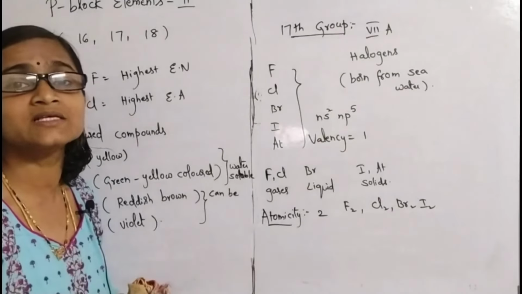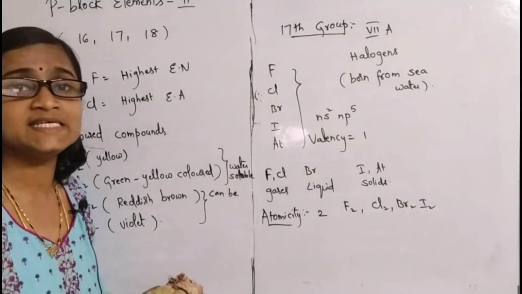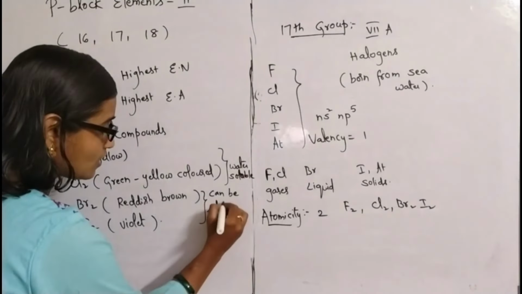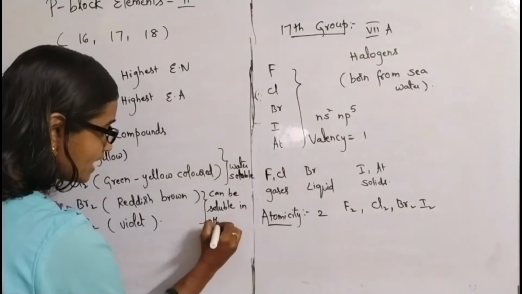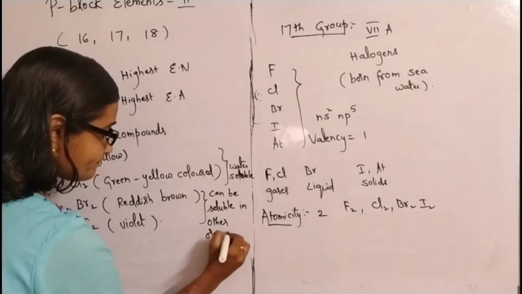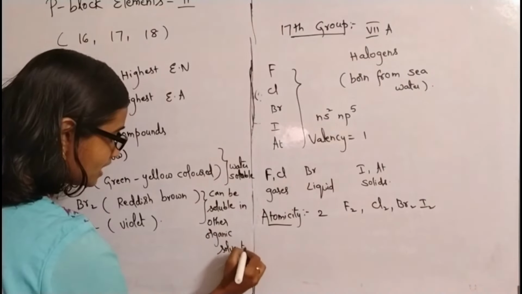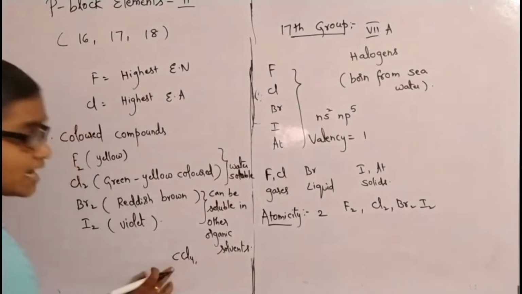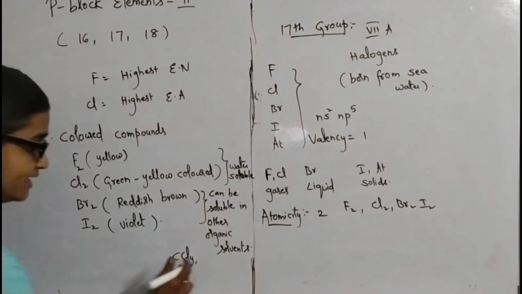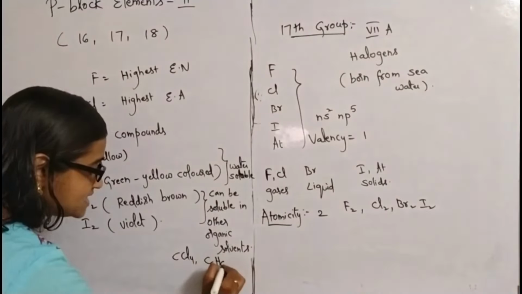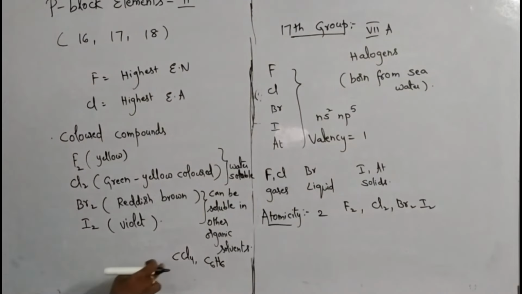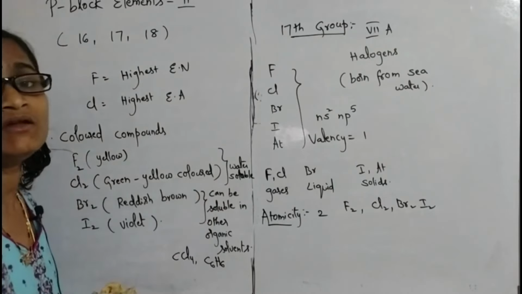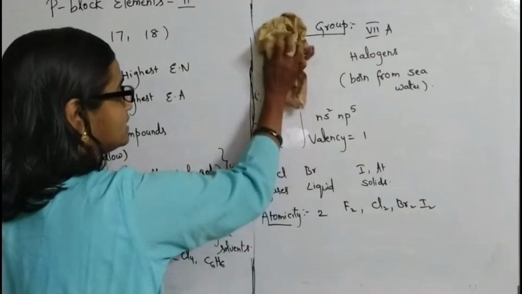Now if you go for other organic solvents, like carbon tetrachloride, CCl4, which is an organic solvent, and benzene, C6H6, which is also an organic solvent, even bromine and iodine can be soluble in such solvents, whereas fluorine and chlorine are soluble only in water. So please remember that point.